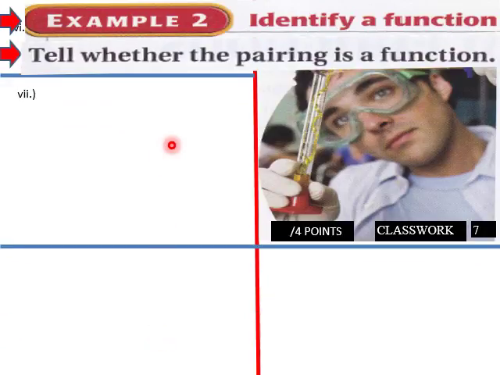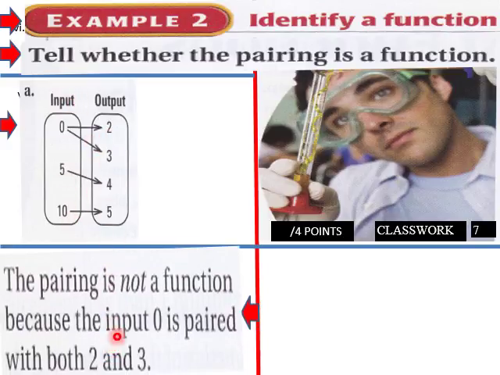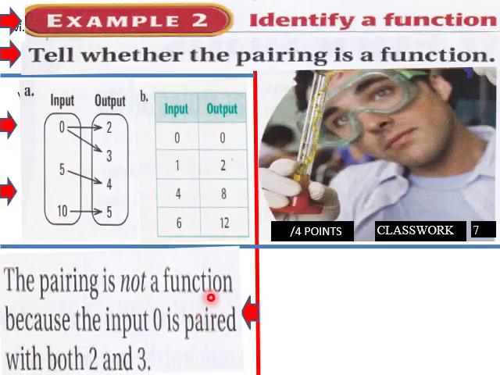Example 2, identify a function. Tell whether the pairing is a function. So we have a different situation here, 0, 5, and 10. Then here's our output. Pairing is not a function because the input 0 has 2 outputs here. So when you have an input here, which do you get? Well, is it 2 or is it 3? It could be either one. So that's not really workable as a reliable method of investigation, so far as like input being a 0.